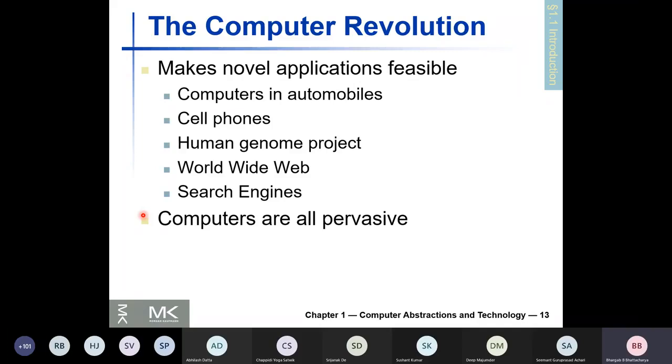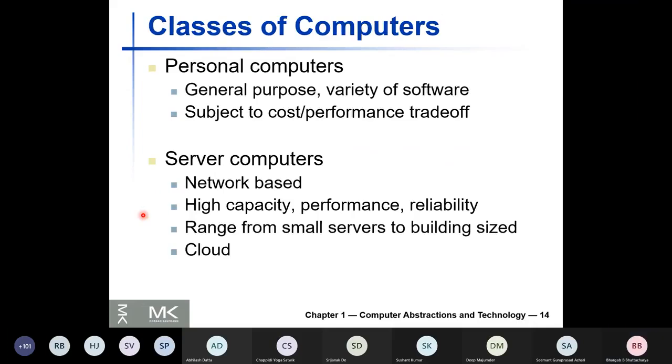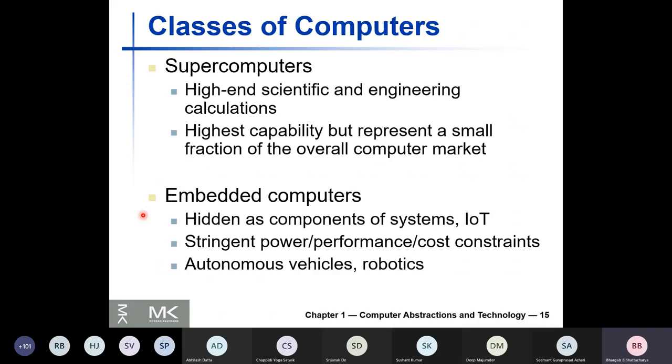So we are going through a computer revolution, just like the industrial revolution a couple of centuries ago. Now you have computers in automobiles. Your cell phone is nothing but a small computer. The Human Genome Project, the World Wide Web, another technological marvel, the search engine, they are all pervasive. You have personal computers, servers, the cloud, the Internet of Things, and so on. So they are everywhere nowadays.